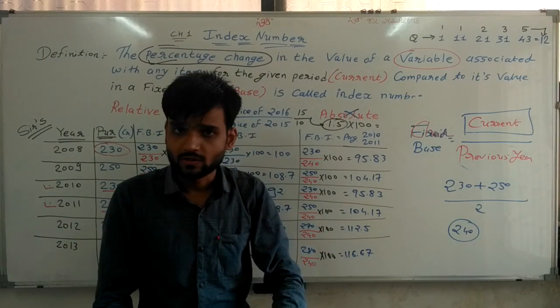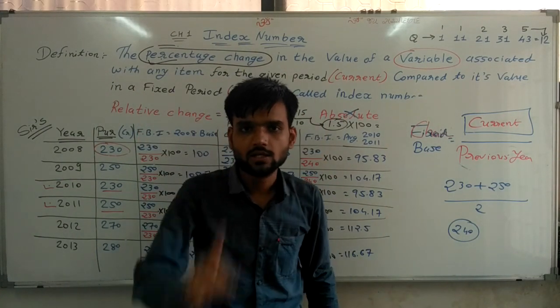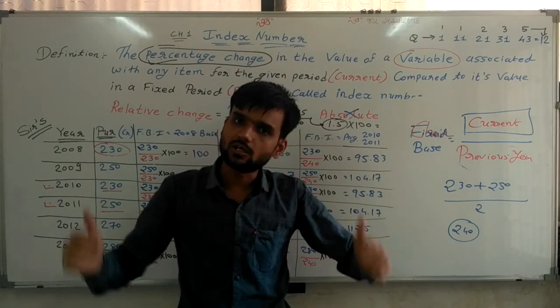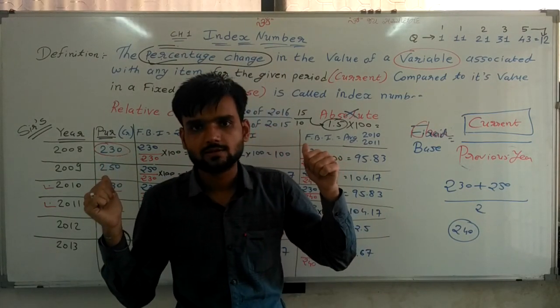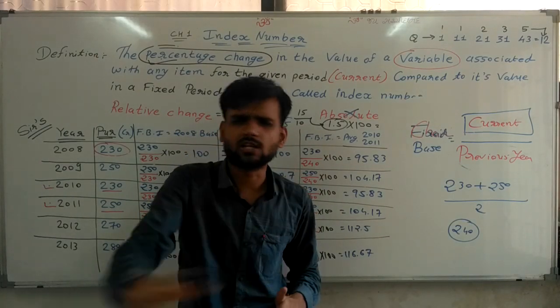So today we have learned two methods: fixed base index number and chain base index number. Now your homework: in your textbook, whatever is given related to fixed base and chain base, you have to do yourself. Illustration, exercise, whatever.